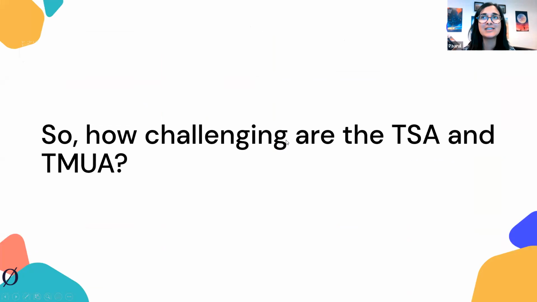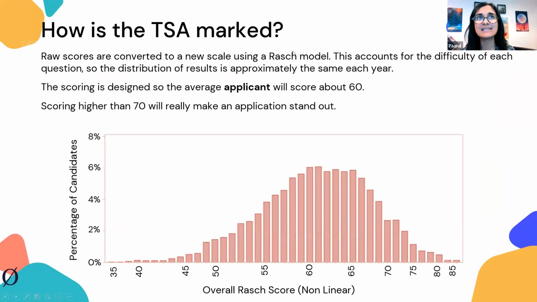Okay, so how challenging are the TSA and TMUA? How is the TSA marked? Raw scores are converted on this weird scale. I'm going to ask Chris to explain this because I can't quite understand it myself. We've got it bunched up around the edges and quite far apart here. So Chris, can you explain this graph and what it's showing us? Firstly, the point is that every year the distribution should be roughly the same, but obviously the difficulty of the questions does matter. So they judge from how many people got each question right, how difficult they were, and then score people according to that. I just want to emphasize, when you say score, that is a scaled mark, which they're using this model to build.